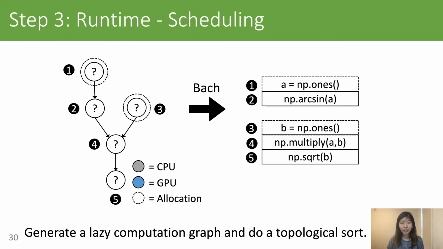Step 3, the runtime. Each time the program calls an annotated function, the runtime adds a node to this lazy computation graph. The graph on this slide corresponds to our Python program from earlier. In the graph, nodes represent a function call, and dotted lines represent an allocation function. The edges in the graph represent data dependencies. When evaluate is called, the runtime does a topological sort of the graph and produces a list of instructions that satisfy data dependencies.